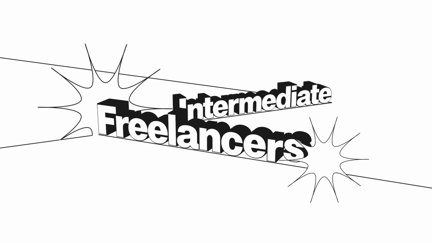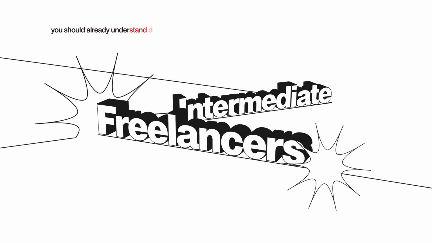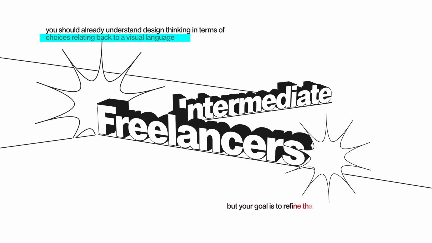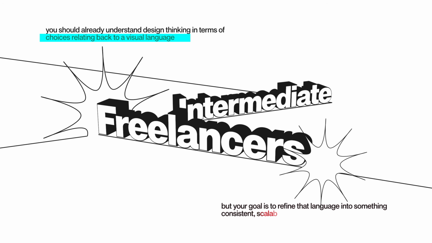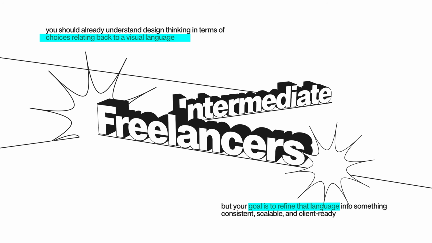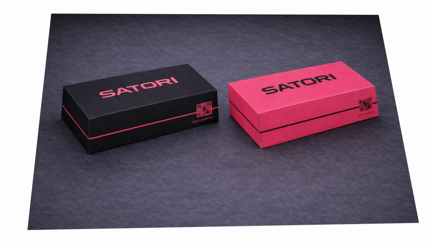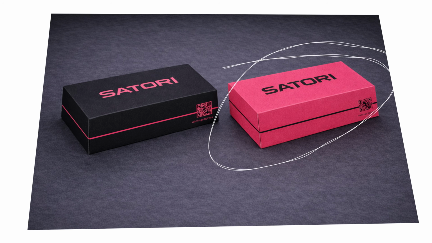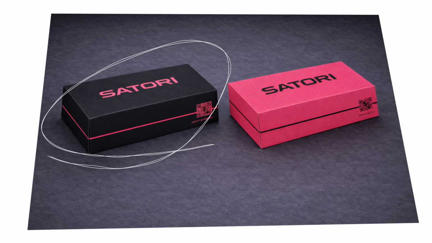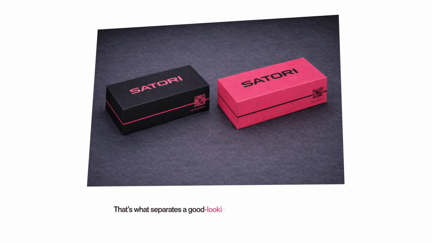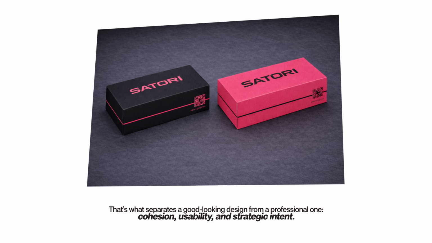For freelancers and intermediate positions, you should already understand design thinking in terms of choices relating back to visual language. But your goal is to refine that language into something consistent, something scalable, something client-ready. So think about how colors, type and imagery carry across packaging, social platforms, and web without losing clarity or personality. Study how brands like this keep their tone unified across multiple different touchpoints, no matter where it's seen. And that's what separates a good-looking design from a professional one. It's the cohesion, the usability, the strategic intent.